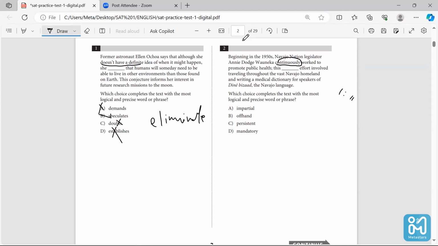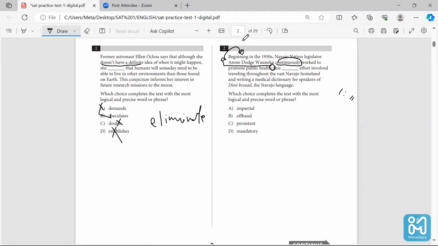So basically, if I say "continues to do work to promote public," this, as a semicolon here, means that this one comes to explain the sentence before. In other words, I need a blank that means a continuous effort, right? Why do I have to say that this is like a continuous effort? Because of what they say here, "continuously worked."